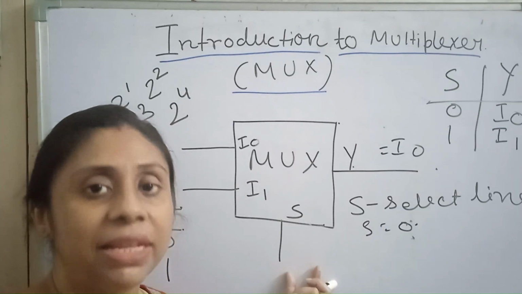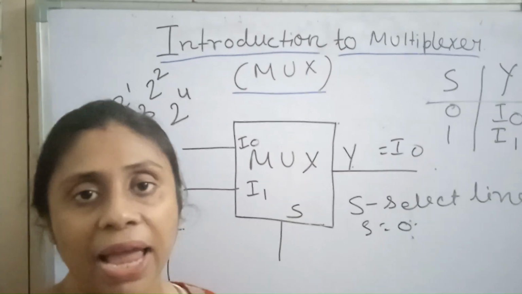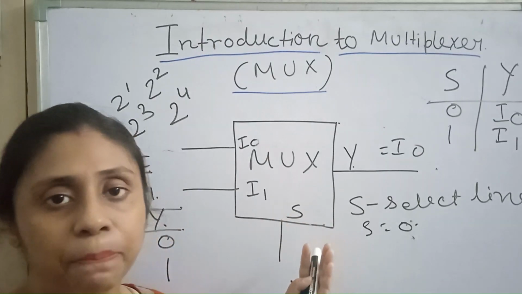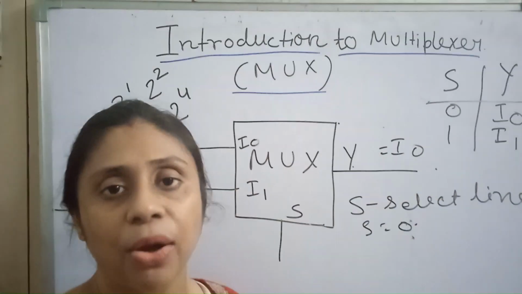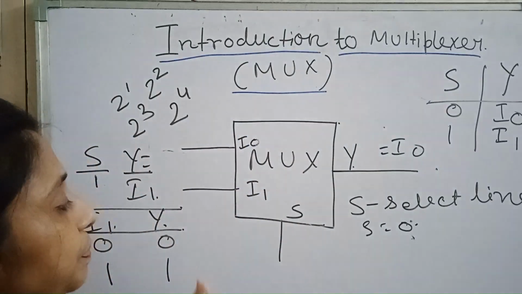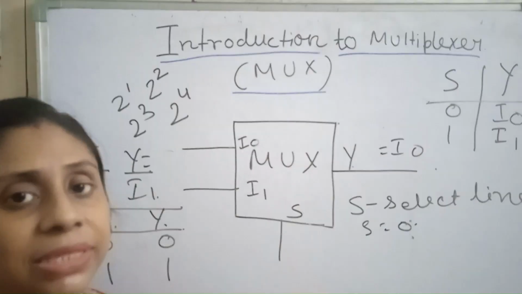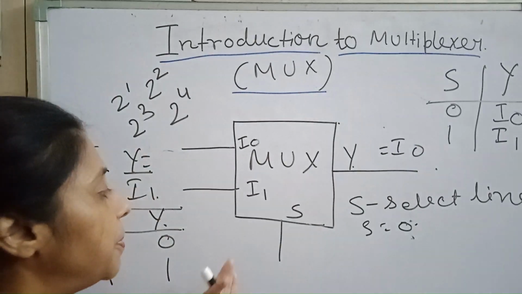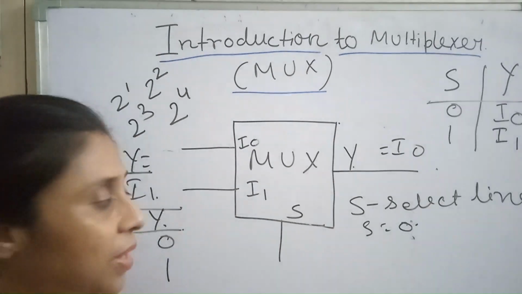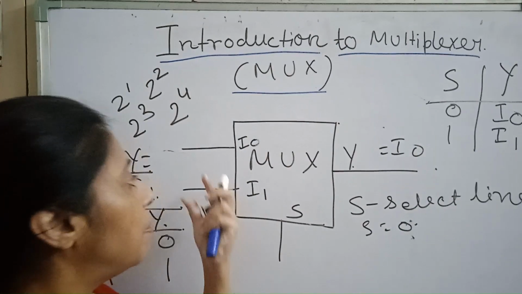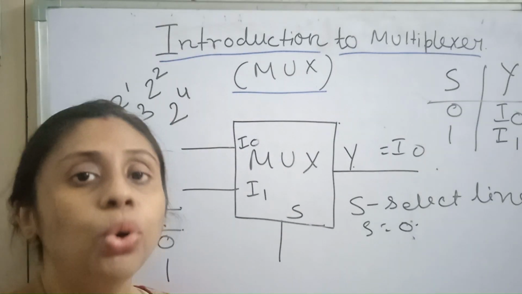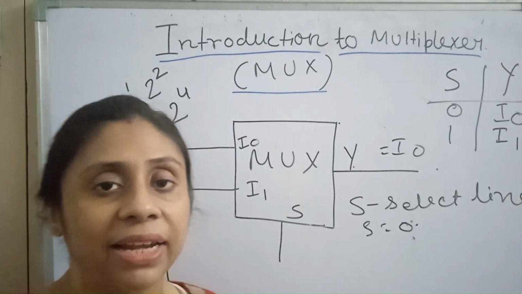The select line will decide which one of the input lines will be selected, and the input at that particular input line will be transferred to the output line without any change. Right? Now, there is a relationship between select line and input line. What is the relationship?